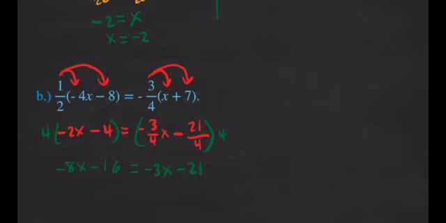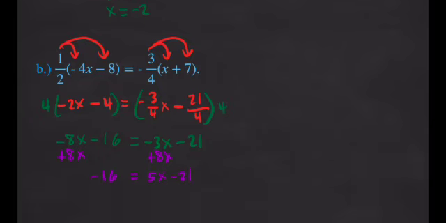So moving the negative 8, remember, it's a negative, so we do the opposite, so that would be a positive, so we plus 8x plus 8x. So we end up with negative 16 equals 5x minus 21. That is step 2. We moved the variable over. Now let's get the constant to be on the other side. So we have a minus 21. Minus is negative. Opposite of negative is positive. So we add the 21 to both sides using our property of addition.